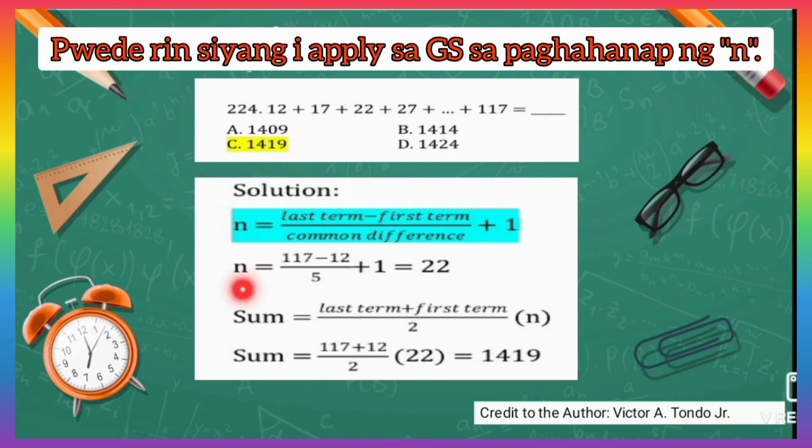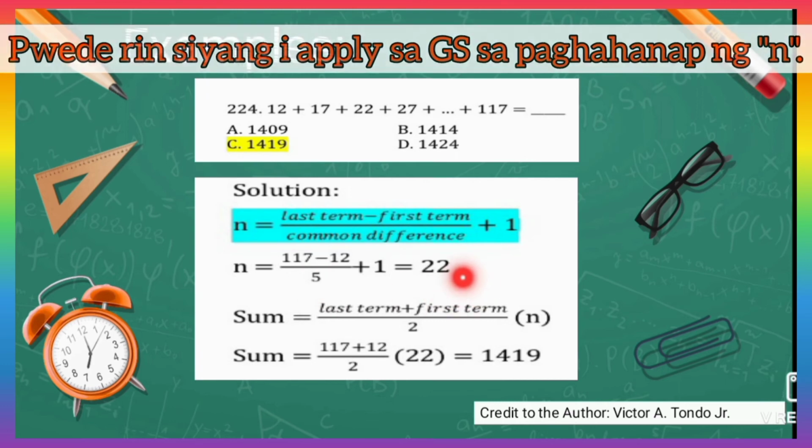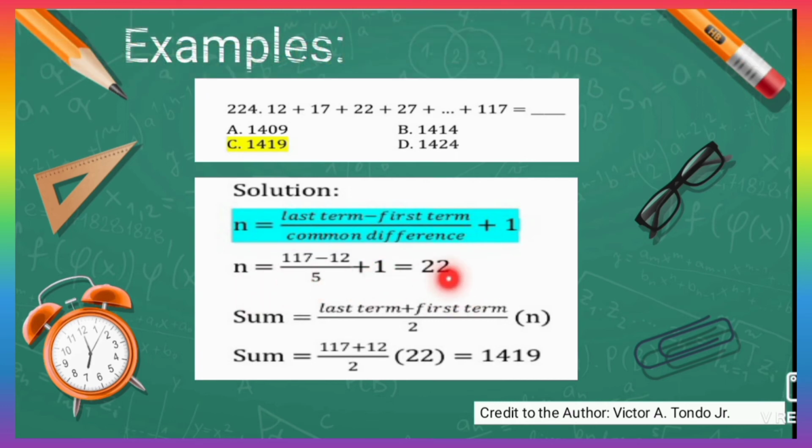Kapag isolve natin siya sa calculator, the answer is 22. So, yung n natin ay 22. Nahanap na natin yung n. Okay? So, yung gagawin na lang natin ay isubstitute na natin siya sa formula. Since meron na tayong last term and first term, and nahanap na natin yung n, which is 22, kapag in-input mo na siya sa calculator, the answer is 1,419. So, nasa letter C yung sagot.